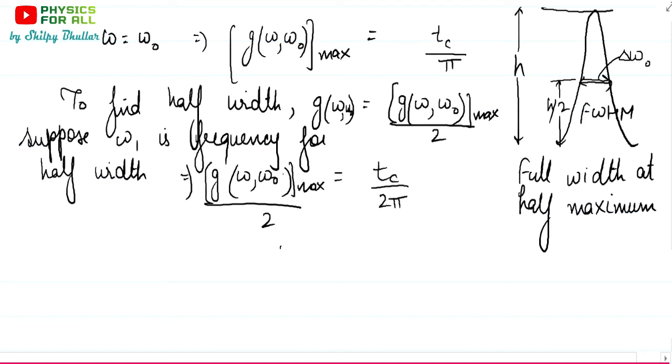So after all, this is the value of a function. Let this function that I have written be named something else so that we can differentiate. Let this be g(omega) for half width. The function that we have is g(omega), we are just naming it so that we can easily differentiate. So this is now Tc by 2 pi.